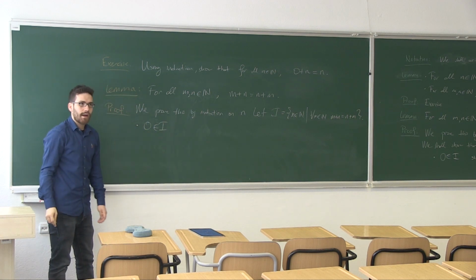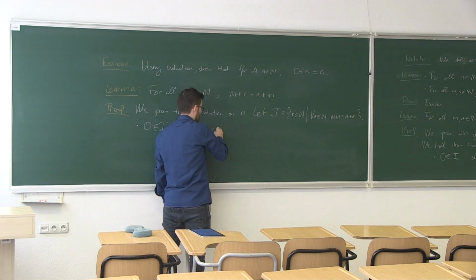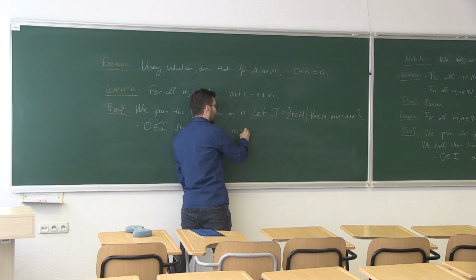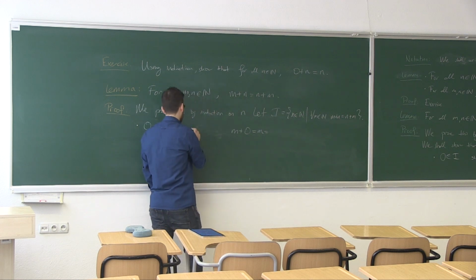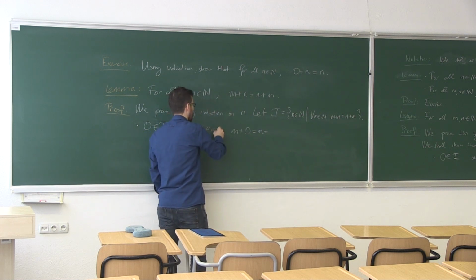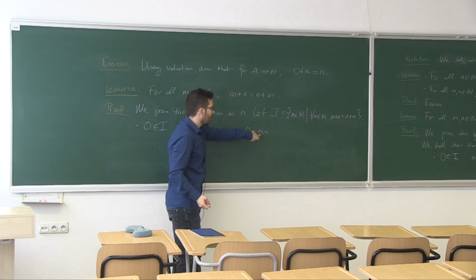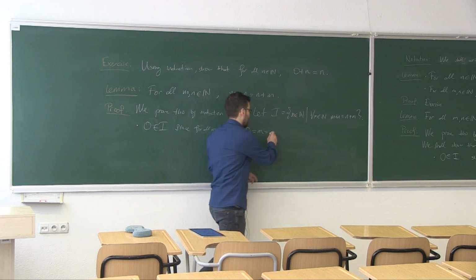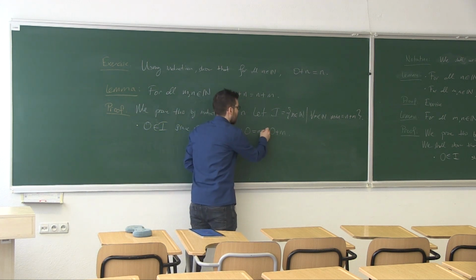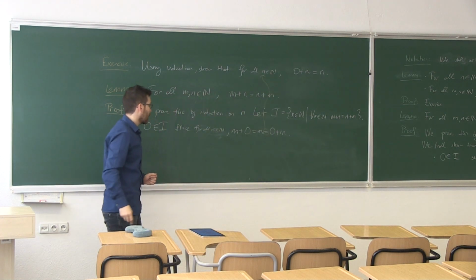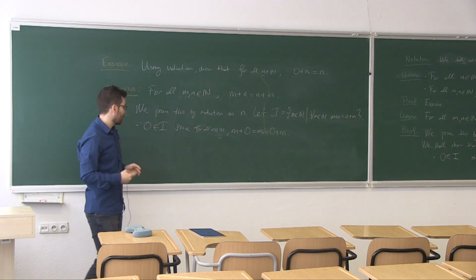Now, 0 is in I. Why? Because m plus 0 is defined to be m for all m, and you're going to show at home that 0 plus m is also m. So over here I'm using the exercise. The reason 0 is inside the set is the exercise. This is why you should prove this.